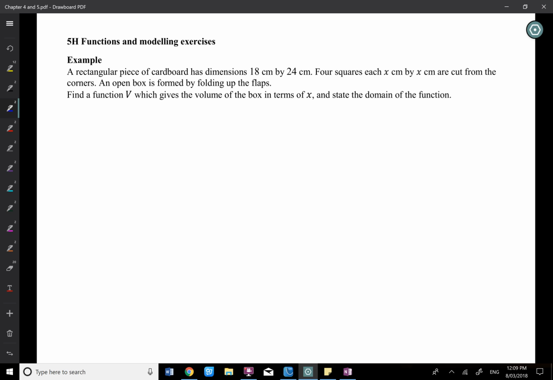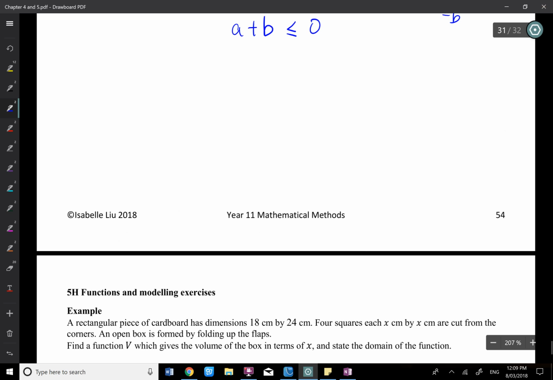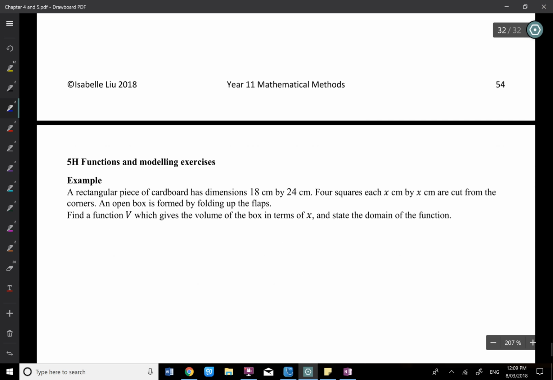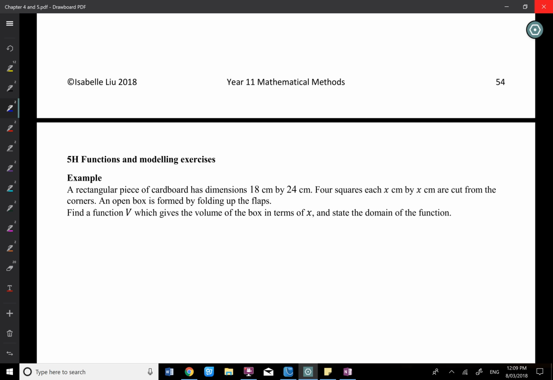So we'll finish up the last question here. a is less than or equal to minus b. Oh, wait. Okay, everyone. Last 5 minutes.